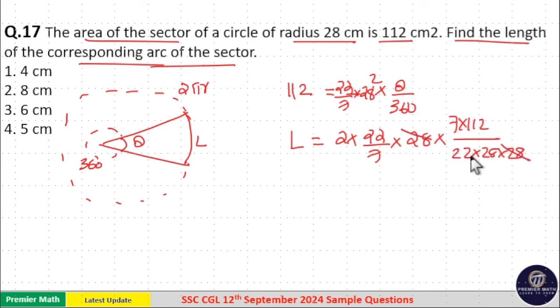Now 28 and 28 cancel, 22 and 22 cancel, 7 and 7 cancel. 7 goes 4 times in 28, 7 goes 1 time in 11, 7 goes 6 times in 42 and 4 goes 4 times in 16. Now 2 into 4 is 8. So arc length is 8. Option 2 is your answer.